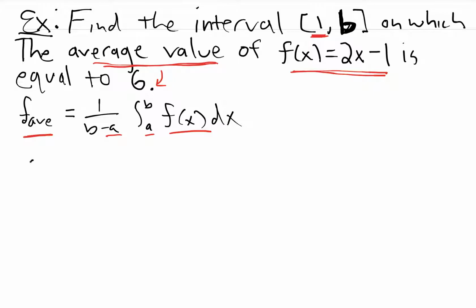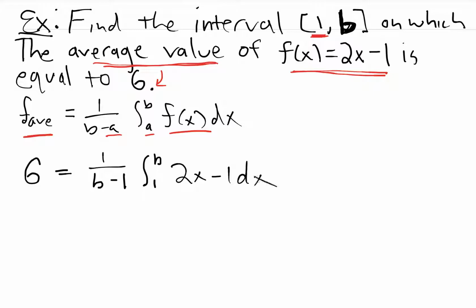We said the average value was 6. I will try to hook these a little bit to make it more obvious where my 6's are and where my b's are. Average value is 6. We do not know what b is. We do know what a is. Again, to reiterate, we know a, but we do not know b. And my function is 2x minus 1.